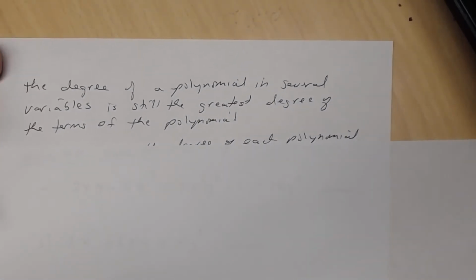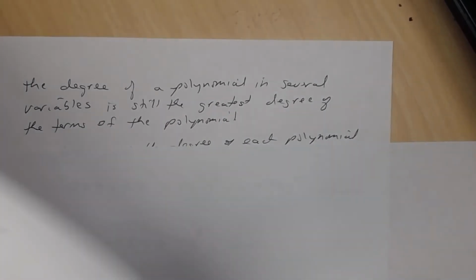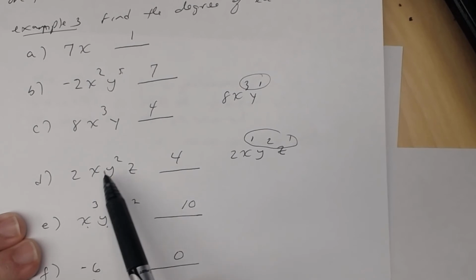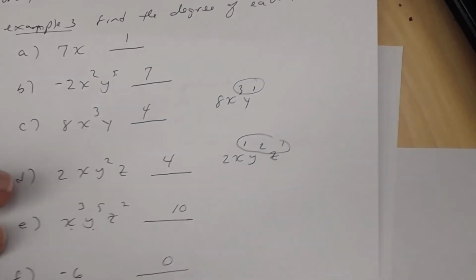Okay, so now let's talk about the degree of a polynomial that has several variables. A while ago we talked about the degree of a term with multiple variables, and we saw how to find it. You just add up the exponents, and you can get the degree easily.